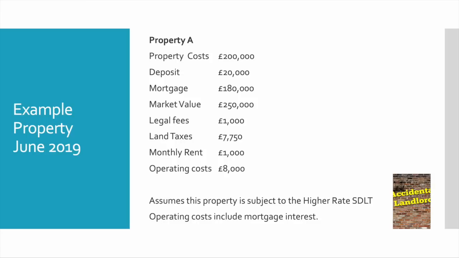In order to buy property A, you had to put in £20,000 and raise a mortgage of £180,000. The current market value of property A is £250,000, so it's risen £50,000 since we bought it. In order to acquire, we spent £1,000 on legal fees, £7,750 on land taxes. I've assumed that this property qualifies for higher rates land taxes. It receives a monthly rent of £1,000, and the annual operating costs, including mortgage interest, is £8,000.